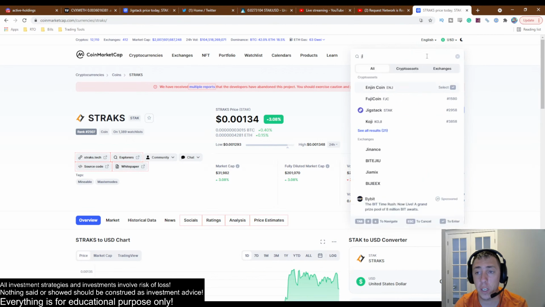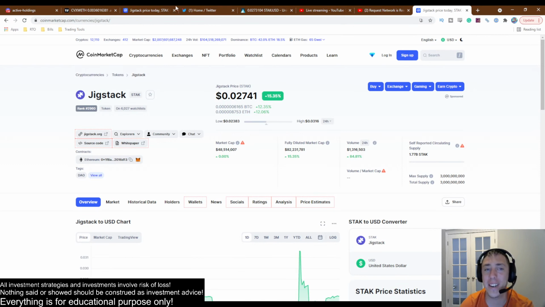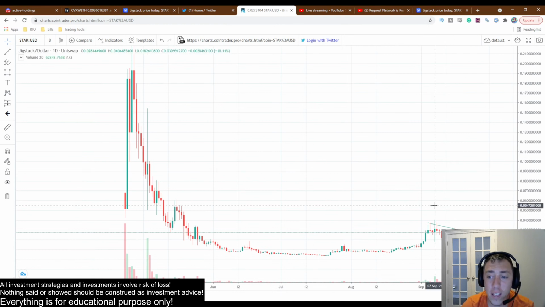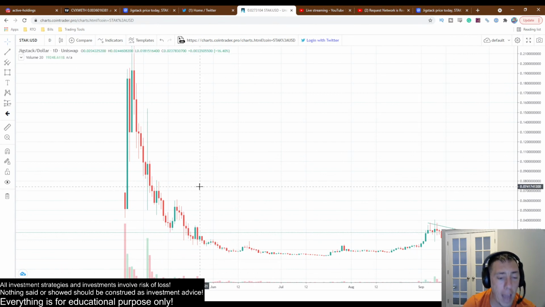JigStack. There it is. For JigStack, it's ranked 2,960. It's only $48 million in market cap. That's nothing, right? So in this one, we can see how it had that beautiful rounded bottom, right? Beautiful rounded bottom. We're starting to get a little bit of volume over here. It's such a small coin that it's really hard to see the volume profile on this and have a lot of accuracy with it. But in general, we're starting to get more volume on it.